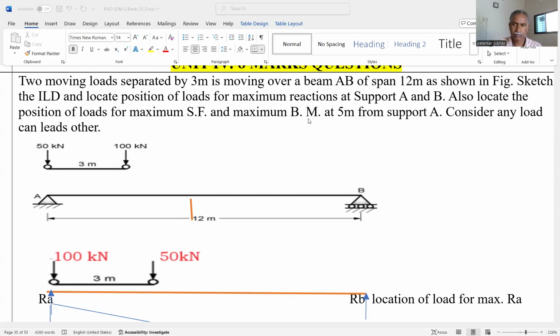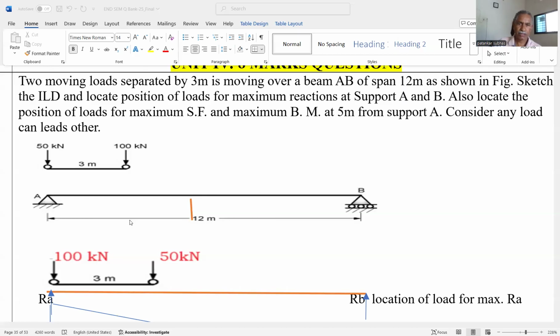Now, in the previous lecture, we discussed how to draw the influence line diagram for the shear force, bending moment, and the support reactions. As we know, another application of this ILD is to find the location of the load where we get the maximum bending moment or maximum shear force, maximum negative or maximum positive shear force. In the same category, we have discussed a few problems.